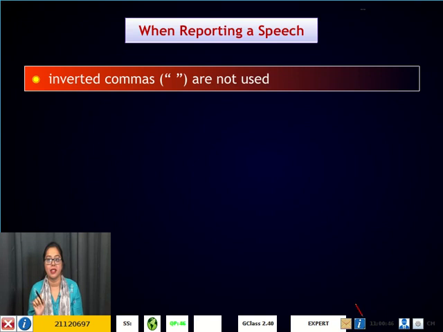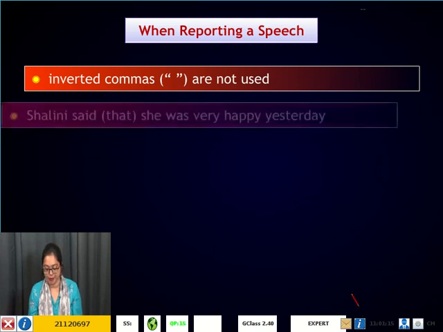This is written on the screen. So have a look. If you want to note it down, you can. The first point is that when reporting a speech, that means when we are converting from direct speech to indirect speech, we do not use inverted commas. Remember that inverted commas are not used. This is the first point which we should keep in mind.